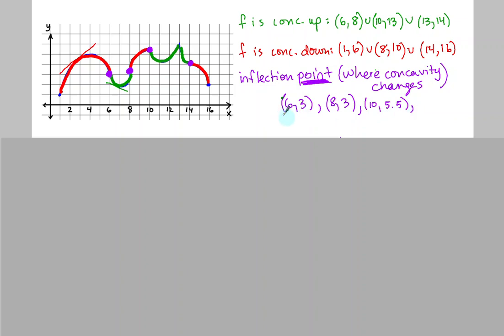Since these are ordered pairs and not intervals, I'm not combining them with a union, I'm just listing them. So I'm putting commas between them. Finally, the last inflection point is at (14, 4).